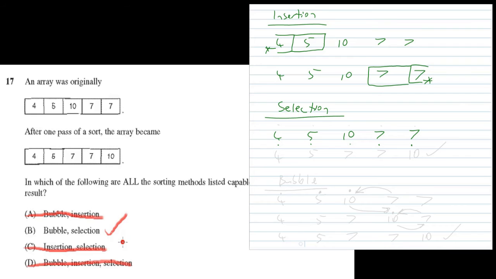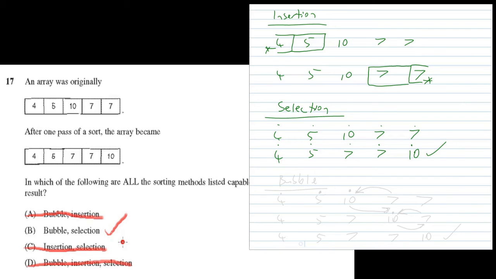But, again, we can start from behind, from the back. We would try to find the largest item and move that to the back. So we look through there, going 7, 7, 10, 5, and 4. Obviously 10 is the largest item, so we would move that to the back. We'd swap that with the 7, and then the others stay the same. So it is actually possible with a selection sort to have 4, 5, 7, 7, 10. So selection sort is okay. That proves that option B is correct.